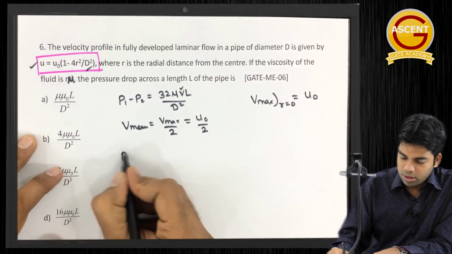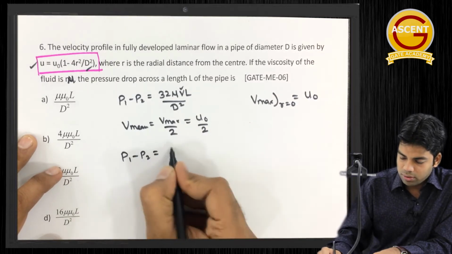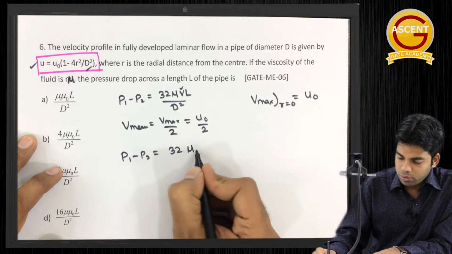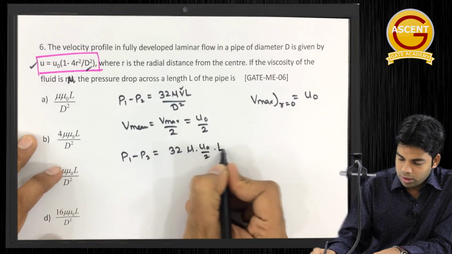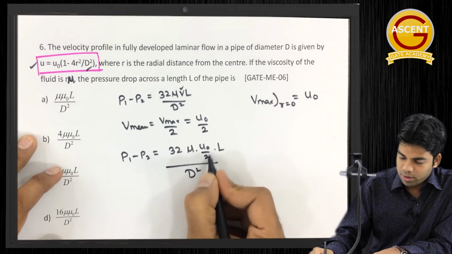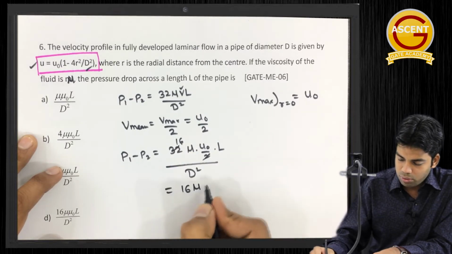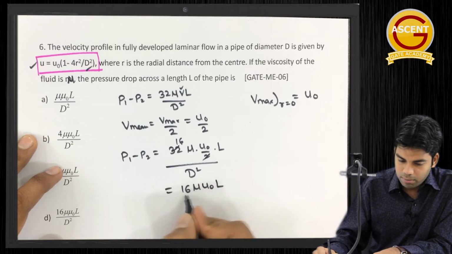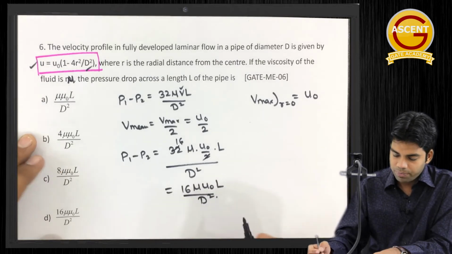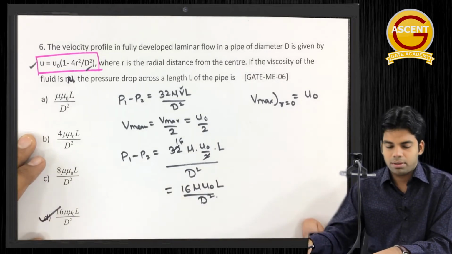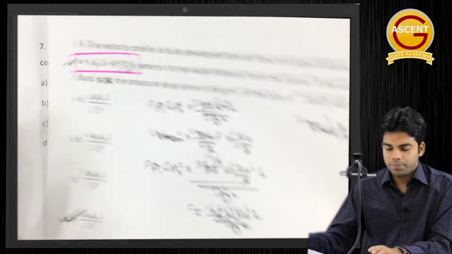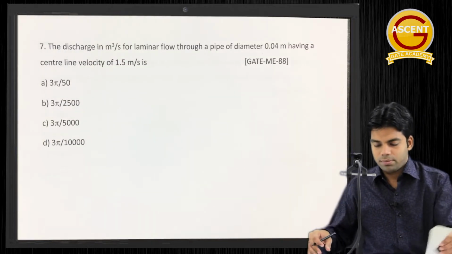Okay, so pressure difference P1 minus P2 is equal to 32 mu U naught by 2 into L by d square. So this will be 16 times, so this will be equal to 16 mu U naught L by d square. Answer. Okay, so answer should be D. Simple. Clear or not? Okay, next question.